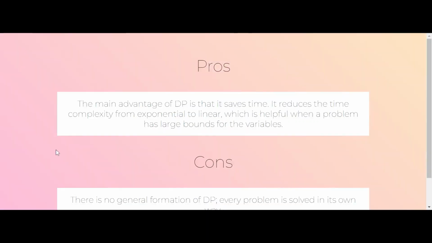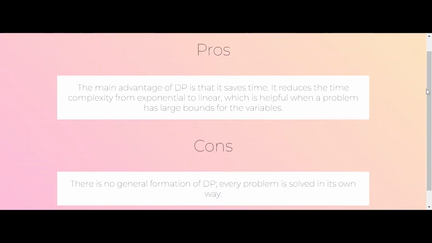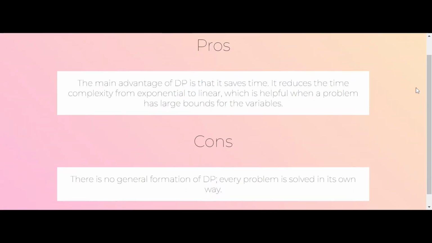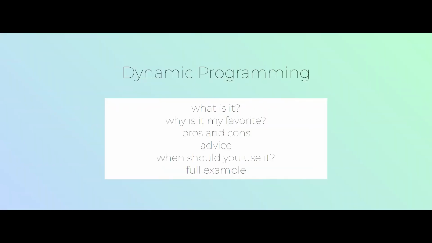So what are the pros and cons of dynamic programming? The main advantage of DP is that it saves time. It reduces the time complexity from exponential to linear, which is helpful when a problem has large bounds for the variables. However, there is no general formulation of DP, and every problem is solved in its own way, making it slightly more difficult to implement.